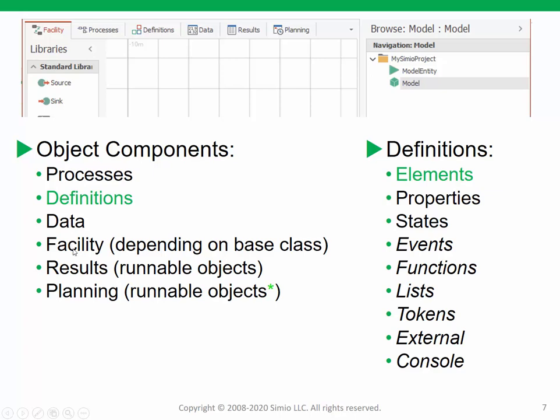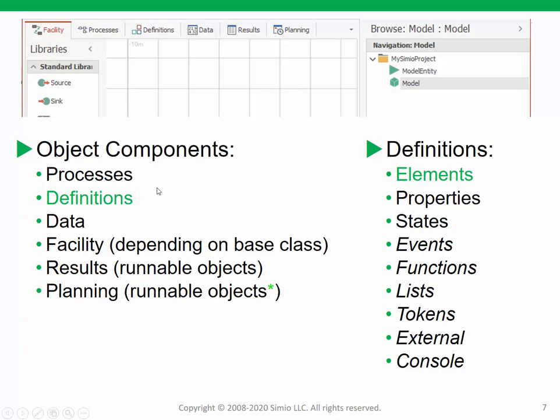And so we see that all objects have processes, definitions, and data, and that depending on the base class, the object may have a facility view, and if the objects are runnable, which we will see a little bit later what that means, we'll also see the results component and the planning component. Note also that the planning component, as shown by this asterisk, depends on the Simio license that you have. Some licenses support the planning tab, and some licenses don't. So that will depend on the license.